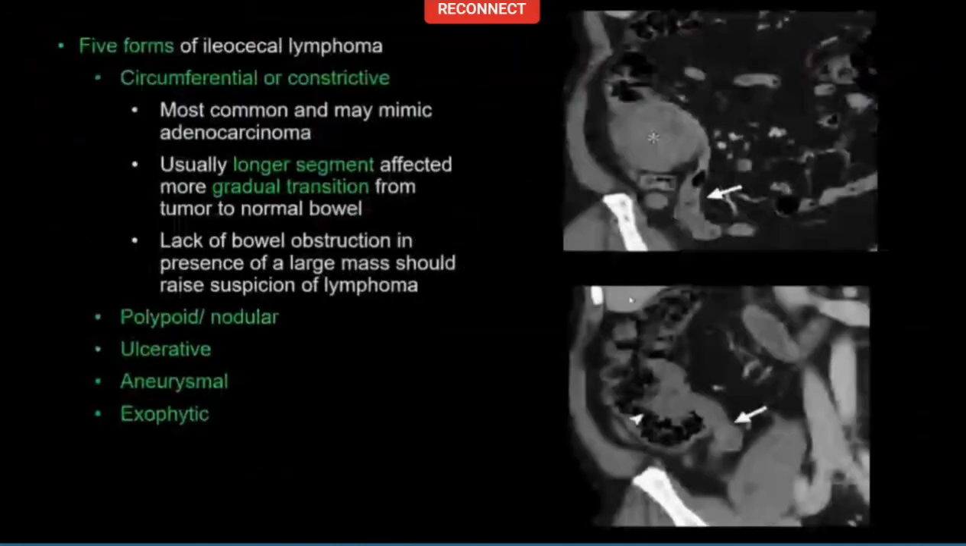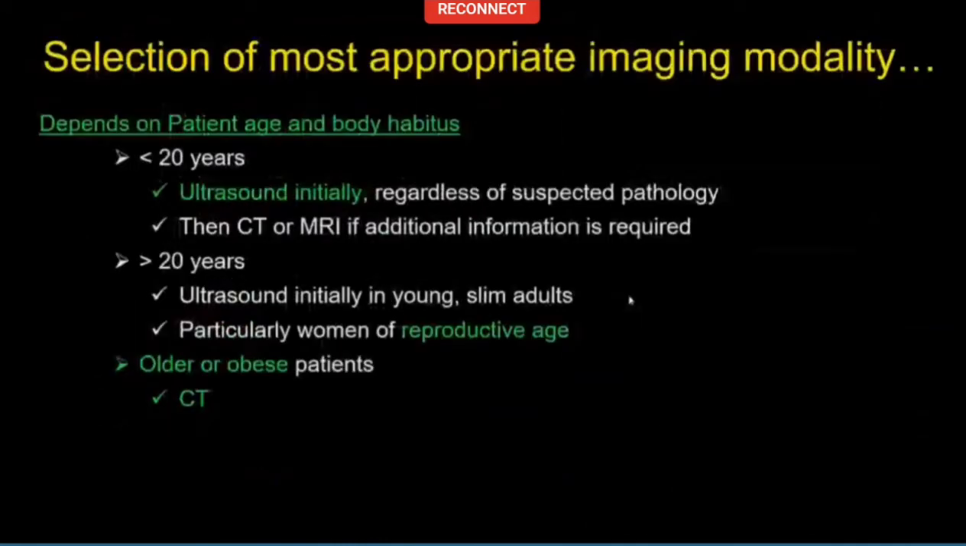So now going to the selection of the most appropriate imaging modality when it comes to right iliac fossa pain. As I said, it depends upon the patient's age as well as body habitus. In less than 20 years of age, ultrasound we should consider regardless of the suspected pathology, followed by CT scan. However, in a reproductive age group, ultrasound followed by MRI, and in old and obese patients, we can opt for CT.